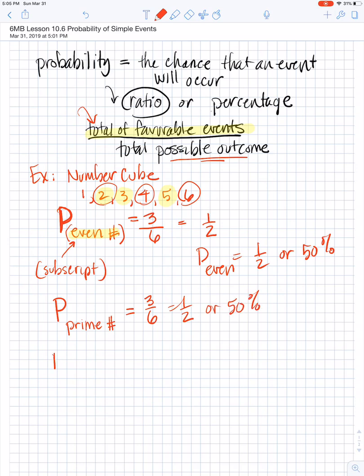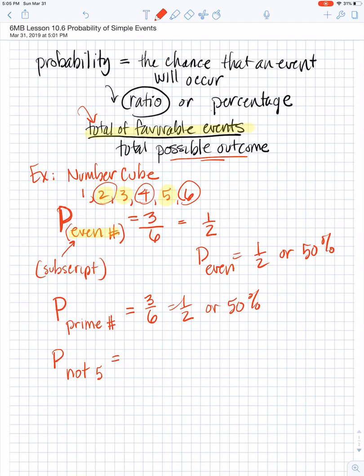Okay, same scenario. What is the probability of not rolling a 5? I have a number cube. What's the probability that I'm not going to roll a 5? Well, how many of the numbers on the number cube are not 5? 5 of them. 5 of them out of 6 of them.